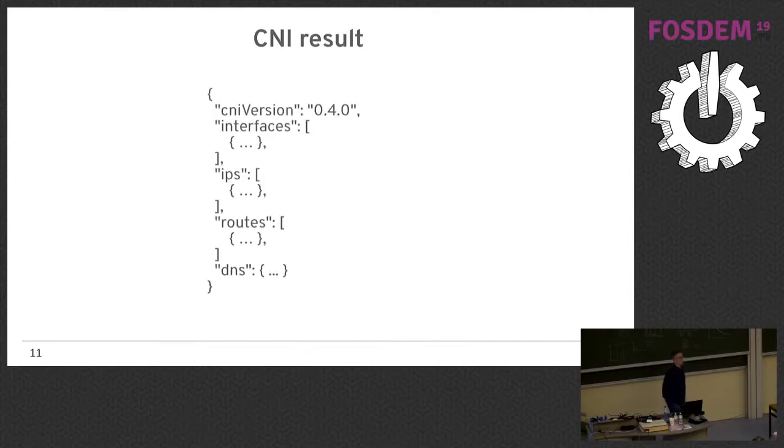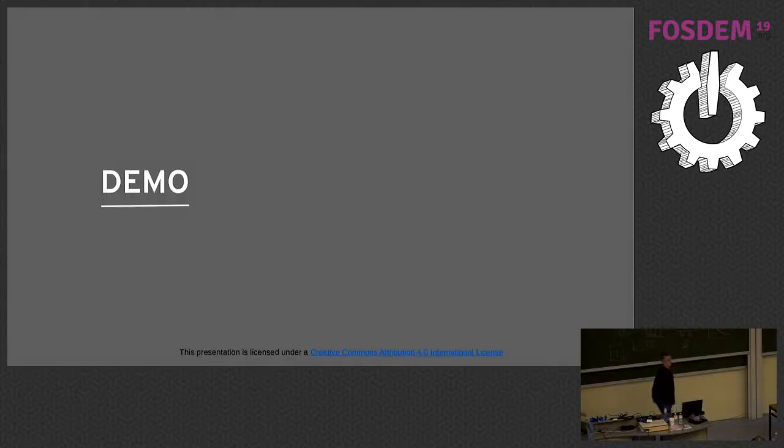CNI result, this is the CNI result for adding a container. We have the CNI version, a list of created interfaces, IPs, routes, and DNS information. We'll go over that in more detail in the demo. So let us now go over to the demo.